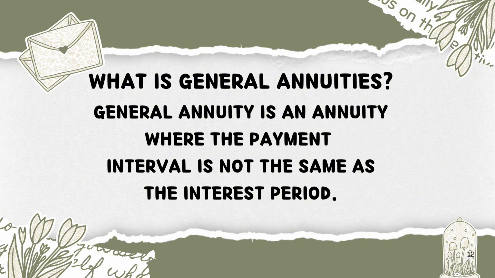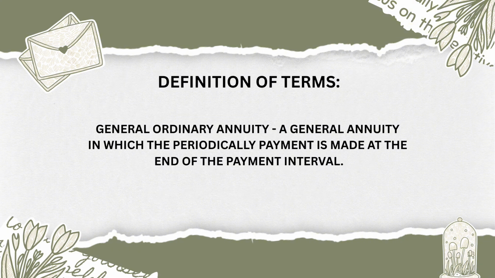Since we are done discussing simple annuity, let's now talk about general annuity. So what is general annuity? General annuity is an annuity where the payment interval is not the same as the interest period. The definition of terms is general ordinary annuity, a general annuity in which the periodical payment is made at the end of the payment interval.